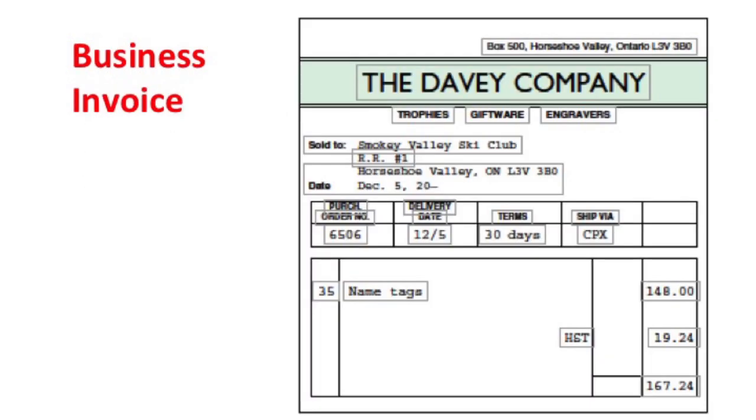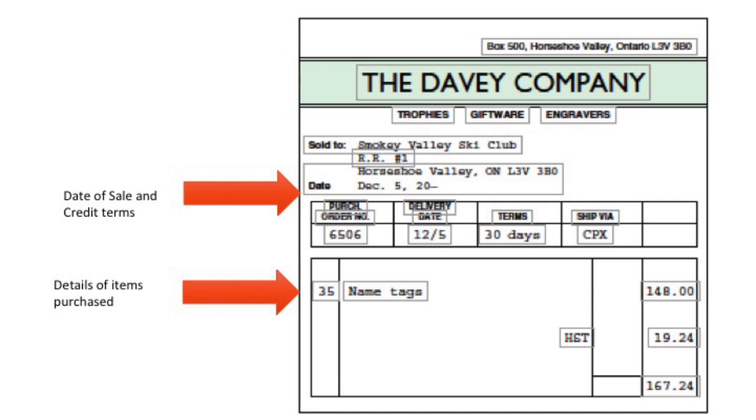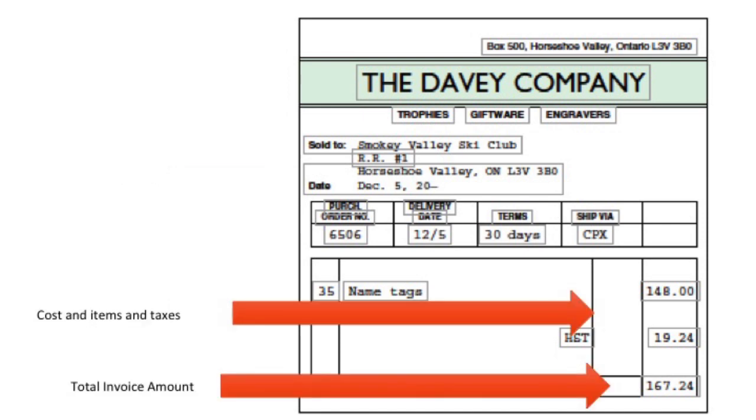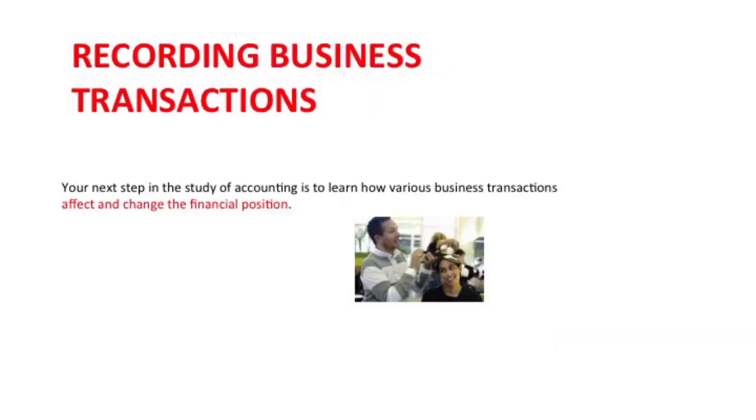A typical source document is the business invoice. The business invoice shows all the information required to record a business transaction. The invoice shows who sold the goods, who bought the goods, the date of sale, and other things such as credit terms and shipping methods. The invoice also shows detail of the items purchased. The business invoice shows the cost of items, the taxes charged, and the total amount of the invoice that is owing.